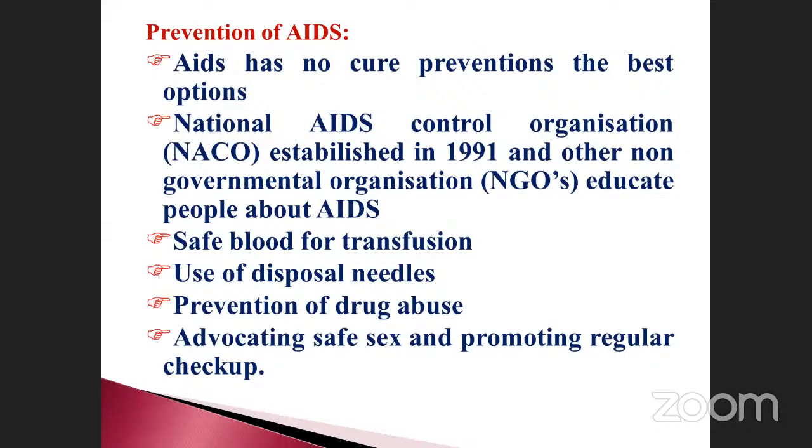How will you prevent HIV? You know very well about that. AIDS has no cure, so prevention is the best option. AIDS is not completely curable, because once it enters, the person leads to death. The National AIDS Control Organization, NACO, established in 1991, and other non-governmental organizations, NGOs, educate people about AIDS. Awareness programs are also conducted by these organizations.